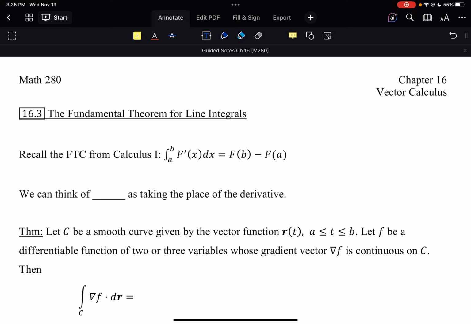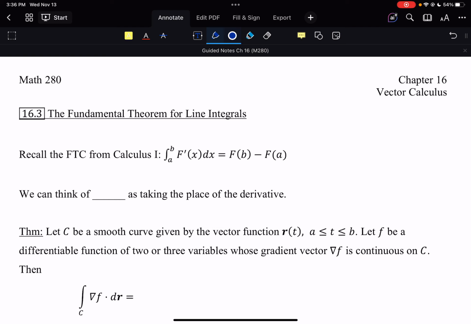Welcome to section 16.3. In this section, we're going to be continuing our discussion on line integrals and talking about the fundamental theorem for line integrals. So, the first thing we want to think about when we hear the term fundamental theorem is the fundamental theorem of calculus that we learned back in Calc 1 that says if you take the integral from a to b of f prime of x dx, that's equal to f of b minus f of a, right? We take the antiderivative and then evaluate between the endpoints.